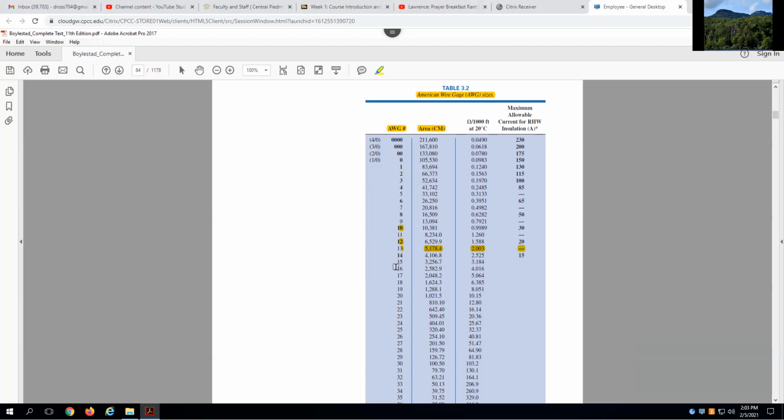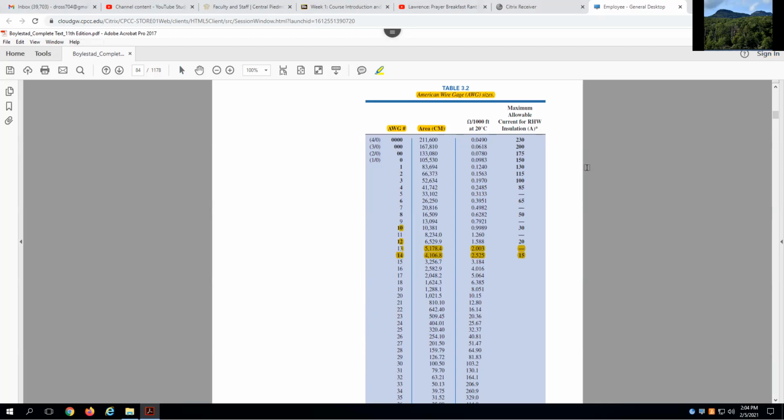The very first thing is I want you to know what a circular mill is, and that's why we went through that in the earlier chapters. So let's pick one of these. Let's say a number 14, which is a very common gauge wire. Let's look at the numbers there. The designation is that it is a number 14. So first off, it's a number 14 wire.